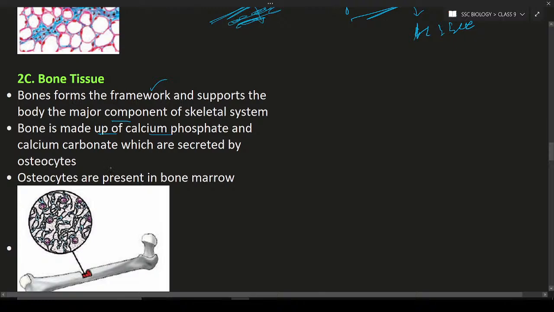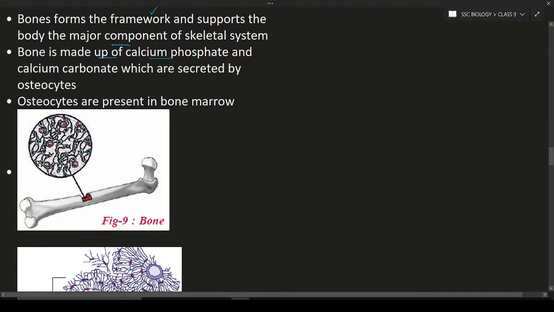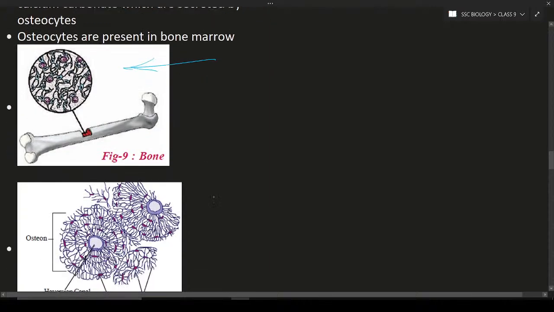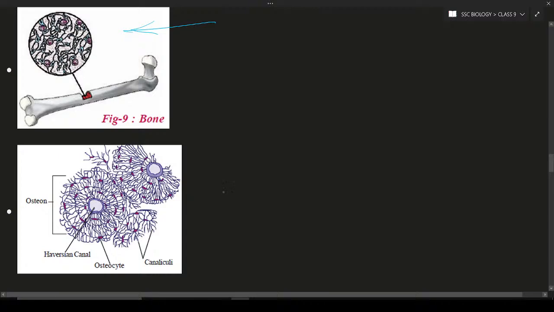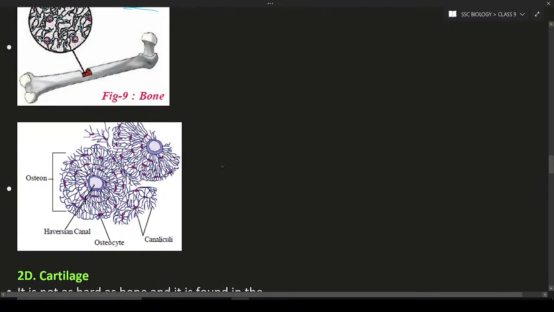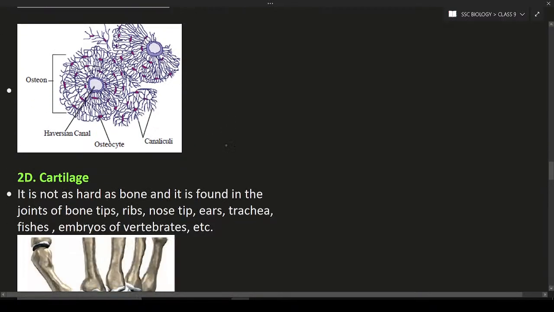These bone cells are going to secrete, meaning they are going to release, calcium phosphate and also calcium carbonate. They are some kind of important minerals. So this is a bone, and inside the bone you can see in this way. These are the osteocytes, and you can see these osteocytes under the microscope.